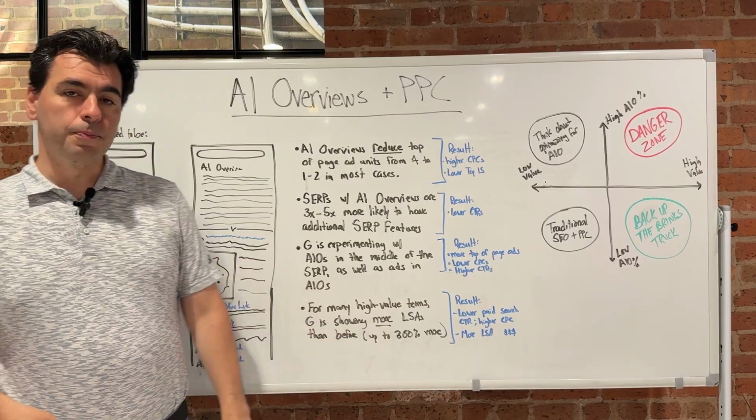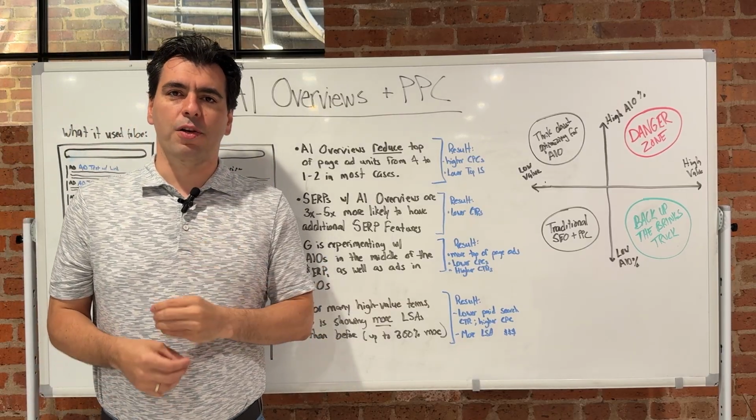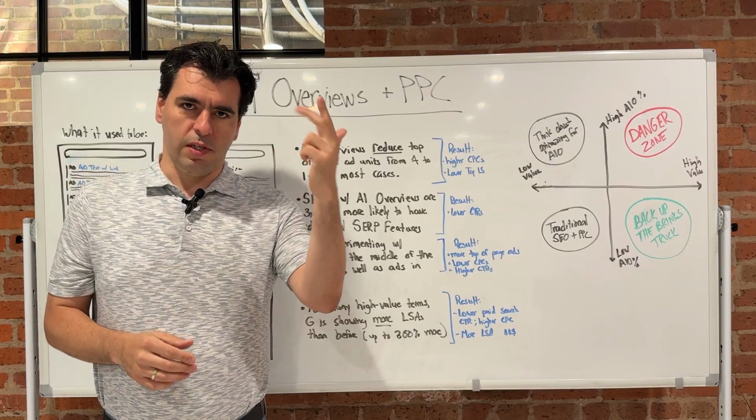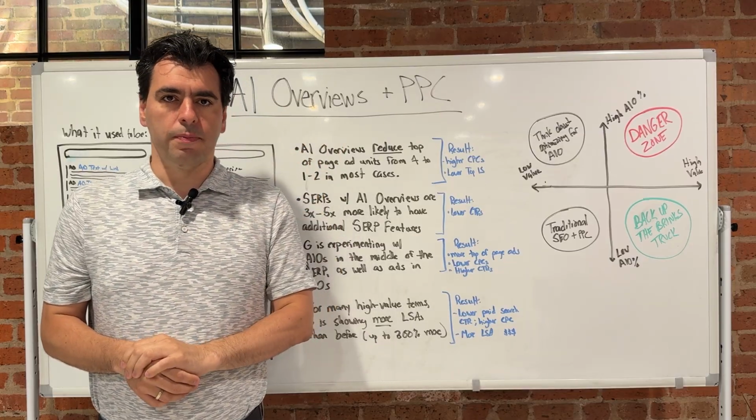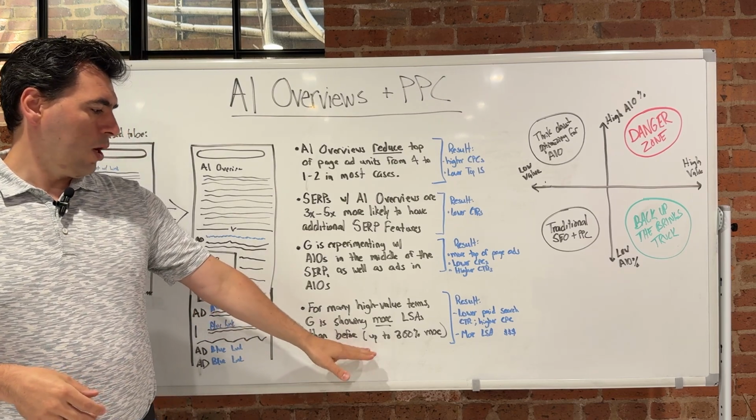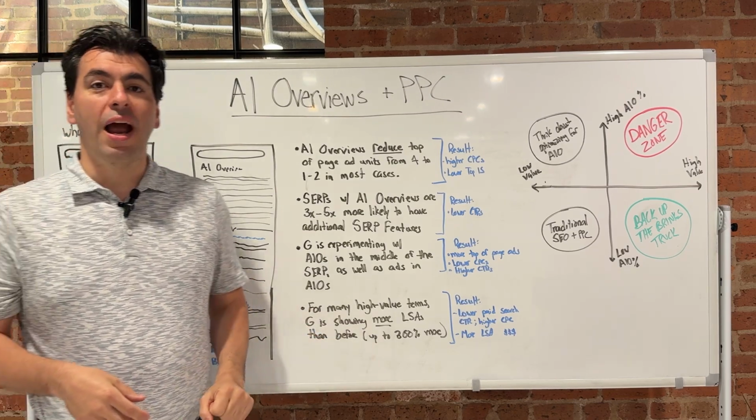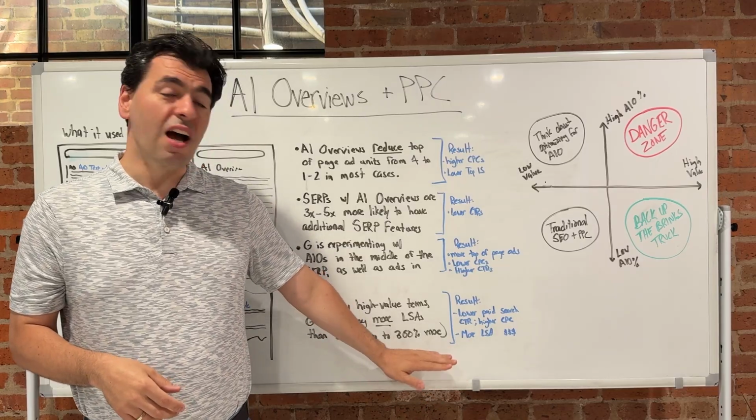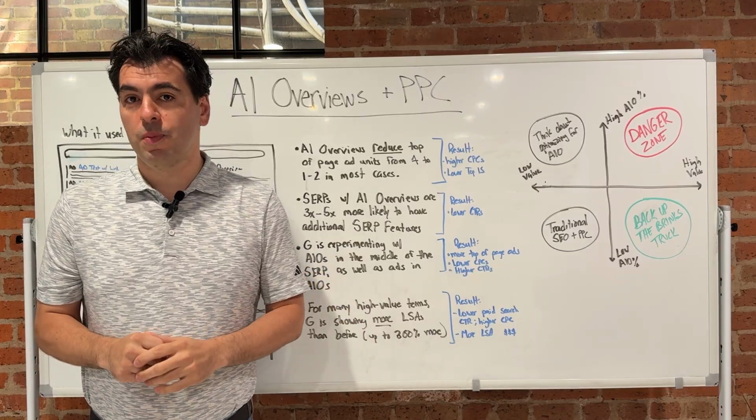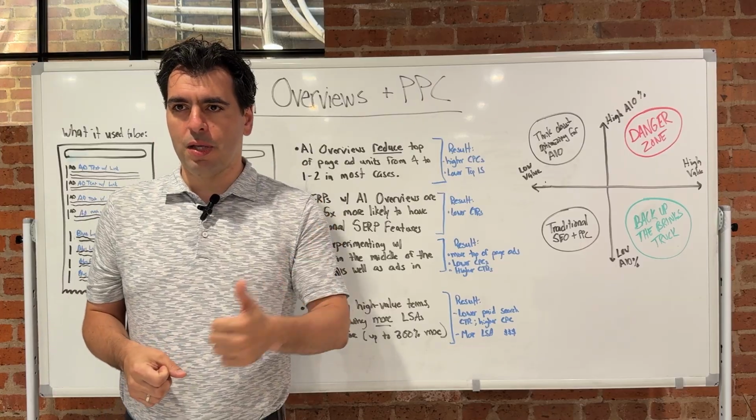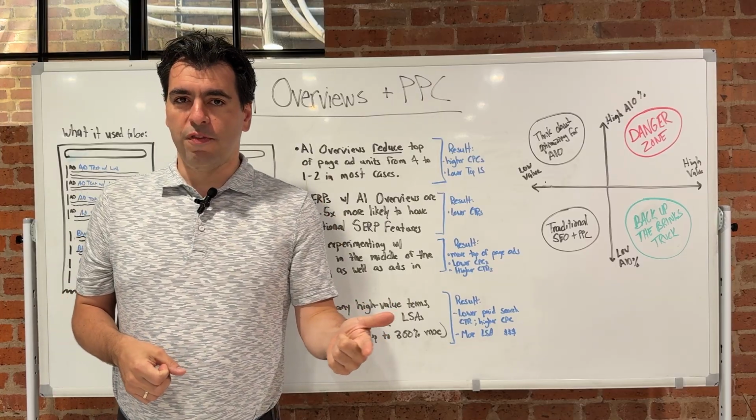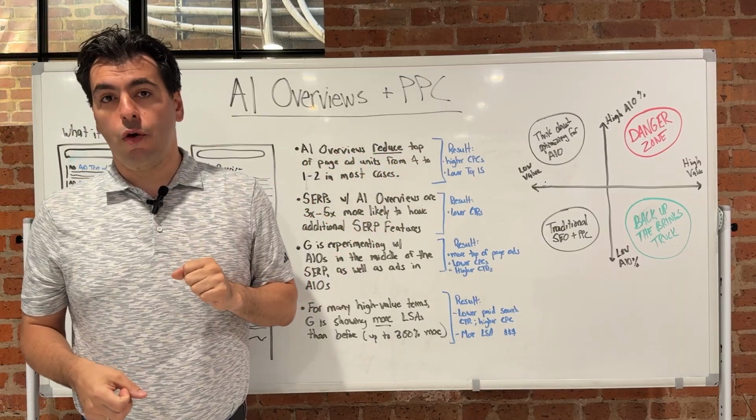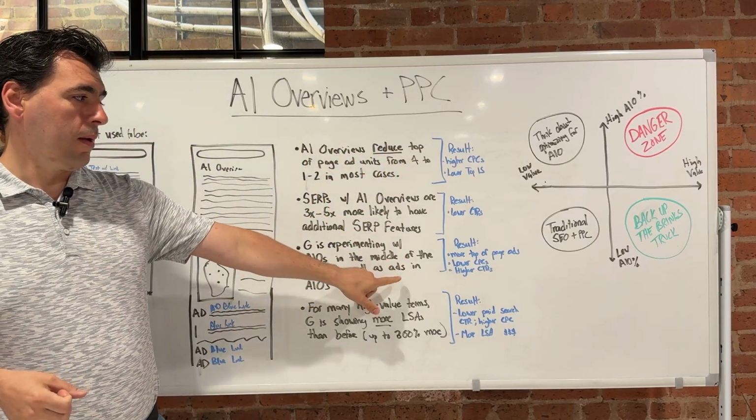And number 4, for many high-value terms, especially in the lead generation space, legal, home services, insurance, etc., we are seeing more LSAs than ever before, up to 3 times more than we used to. So more LSA ad units, more SERP features, fewer ads for the standard AI overview page, but a change coming.